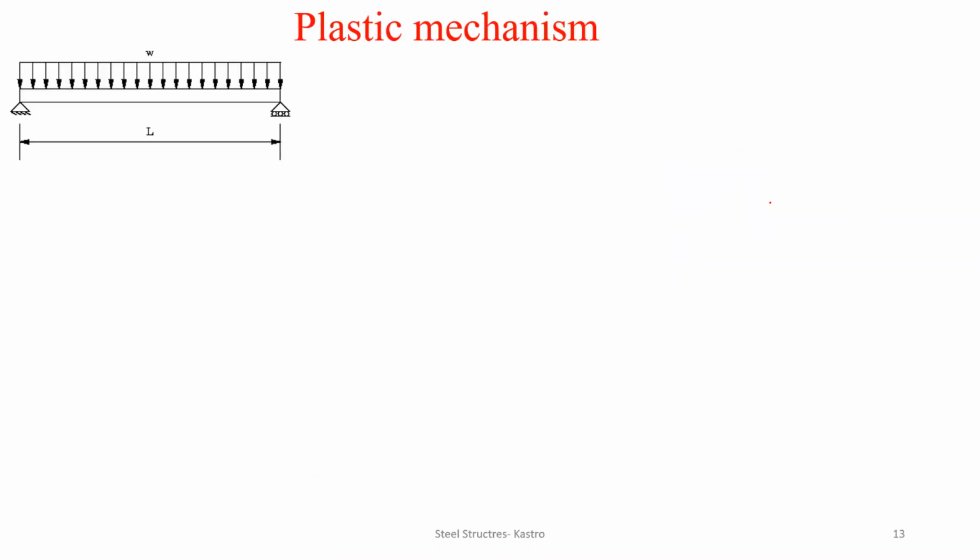Now in order to understand the plastic mechanism, let us consider a simply supported beam of length L, which carries a uniformly distributed load W. Please be very careful in understanding these concepts. In order to define the plastic mechanism of a structure, you're going to consider a cross section of a simply supported beam, where you have the uniformly distributed load W throughout the length L.